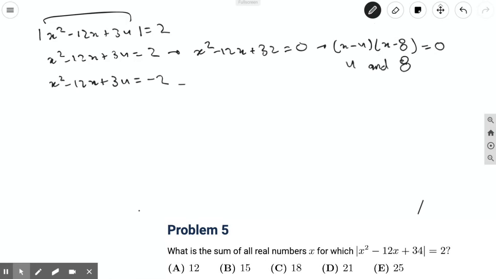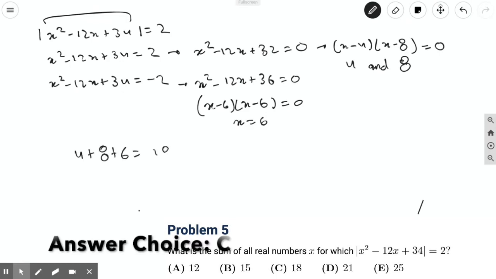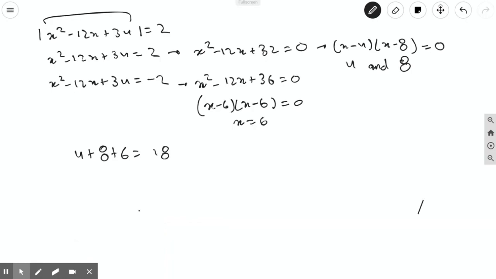Now let's look at the second equation. We see x squared minus 12x plus 36 is equal to 0. We can factor this as x minus 6 times x minus 6 is equal to 0, and double check by saying that negative 6 minus 6 is equal to negative 12, and negative 6 times negative 6 is equal to 36. From this, we get one solution where x is equal to 6. Adding all of these up gives us 4 plus 8 plus 6, which is equal to 18, which is our answer.